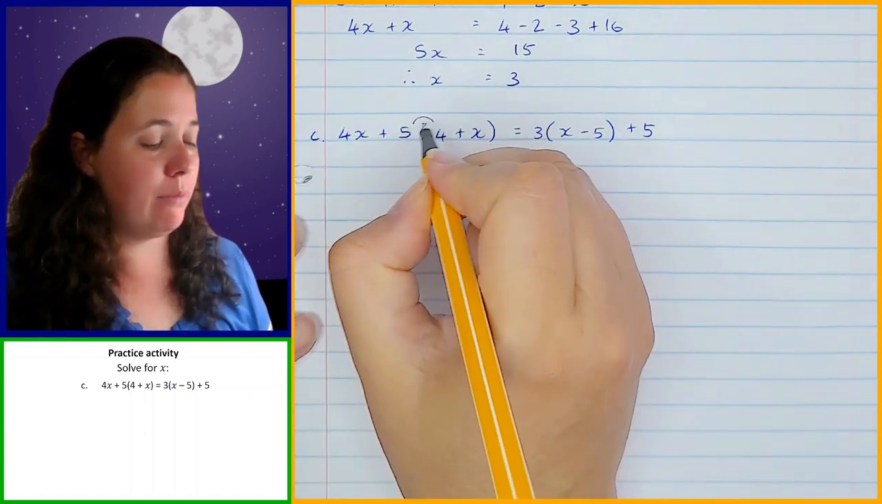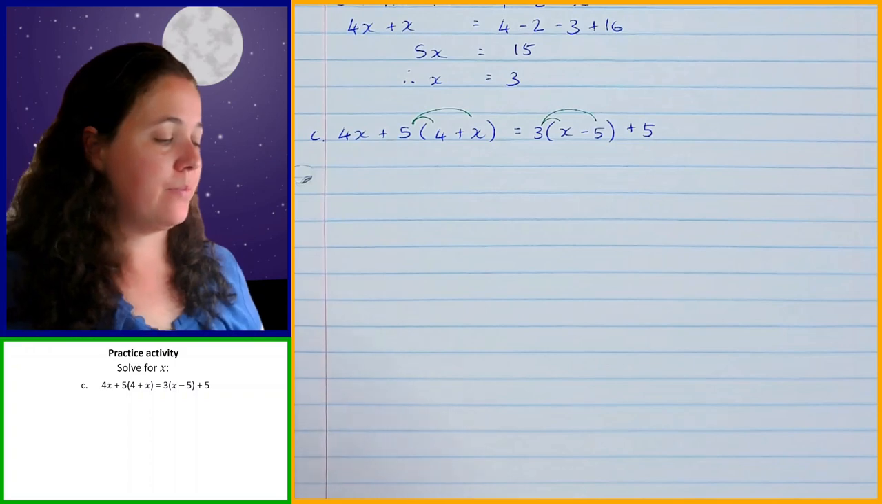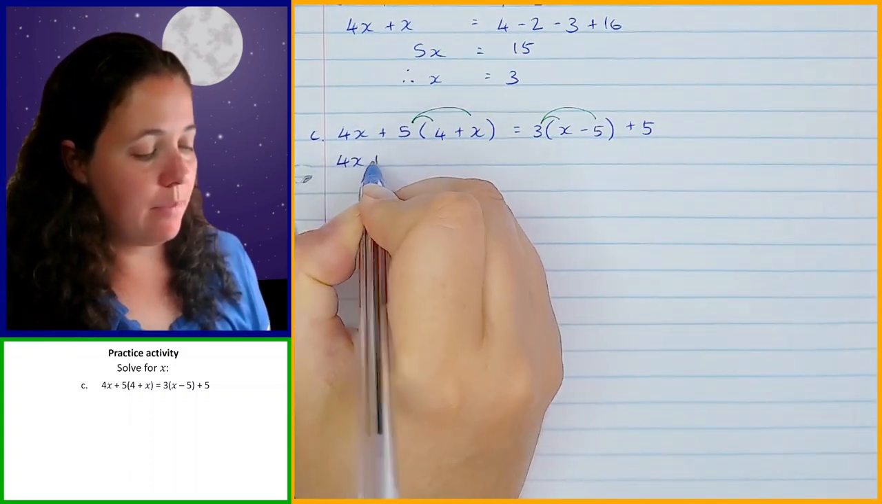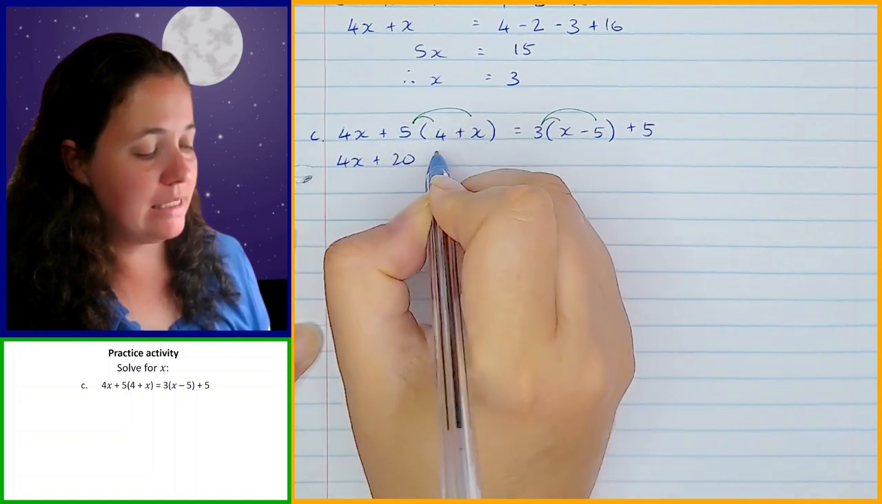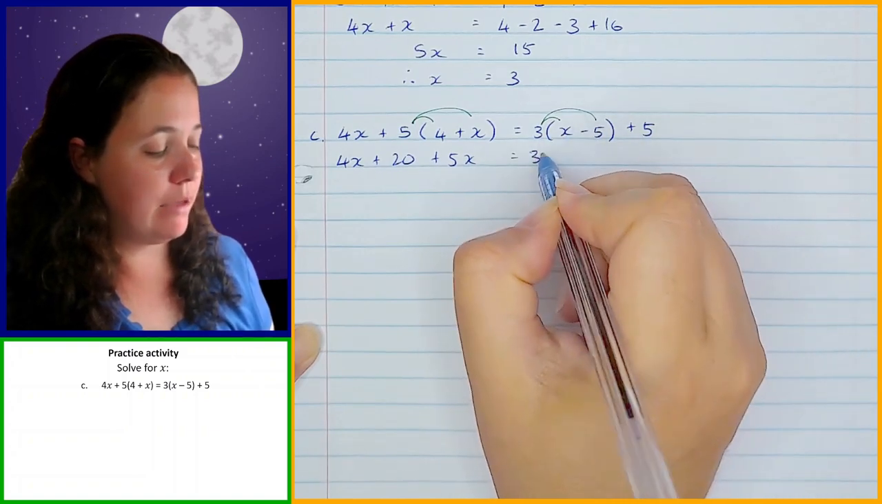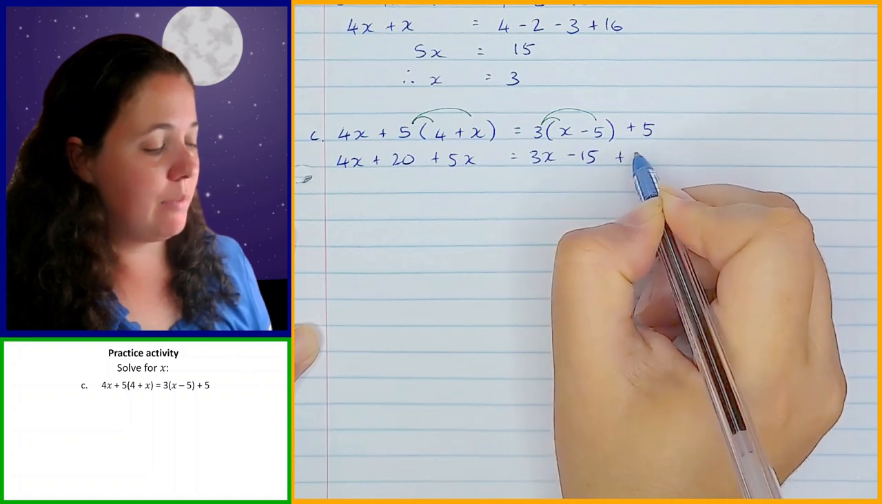We've got 5 being multiplied into that bracket over there. We've got 3 being multiplied into that bracket over there. So first over here, I've got 4x plus 5 times 4 is 20, then plus 5 times x is plus 5x, equals. 3 times x is 3x, 3 times negative 5 is minus 15, and then plus 5.